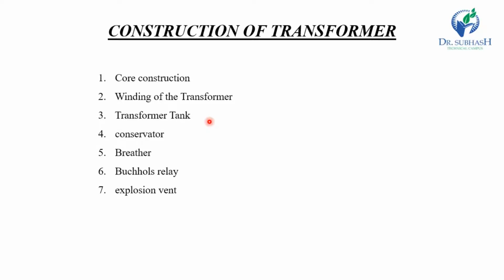Now, the conservator. A conservator is a cylindrical tank which is placed on the top or on the roof of the main tank of the transformer. A large cover is provided which can be opened from time to time for proper maintenance and cleaning of the transformer. It acts as a reservoir for the transformer insulating oil. When the transformer is fully loaded and its temperature rises high, an increase in the volume of the oil inside the transformer takes place. At that time, the level of the oil increases and decreases. Thus, a conservator provides adequate space for the expanded oil inside the transformer.